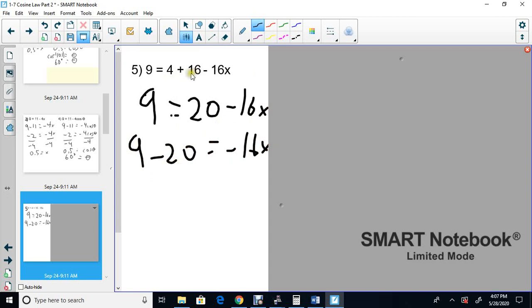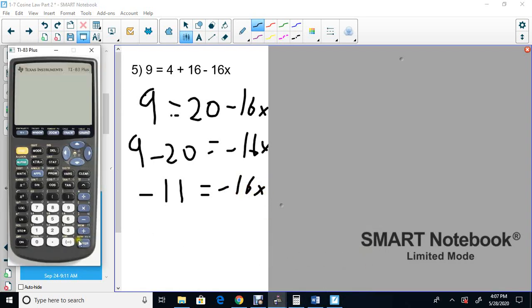So first I put the two numbers together and I got 20. Then I bring that across and then I get minus 11. Oh, is it minus 11? I believe so. Equals negative 16x. So I could go to my calculator just to make sure.